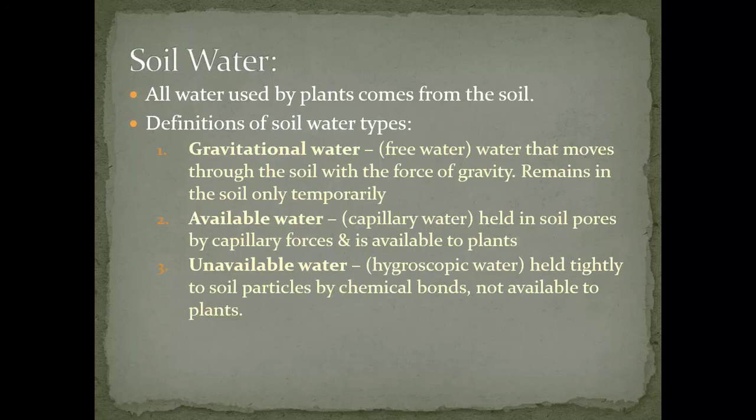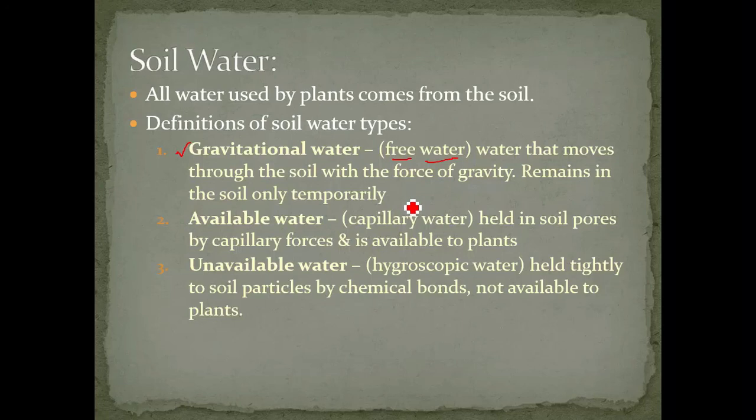So let's talk about soil water. All the water that's used by plants is going to come from the soil, and there are different types of soil water as it exists in the soil. We have gravitational water. Gravitational water is really water that is on the way through. That is, it's water that is added to the soil, and it is not held by the soil. It's free water. That's why it's called free water. It is not held by the soil. It moves through the soil with the force of gravity, and so it stays in the soil only temporarily.